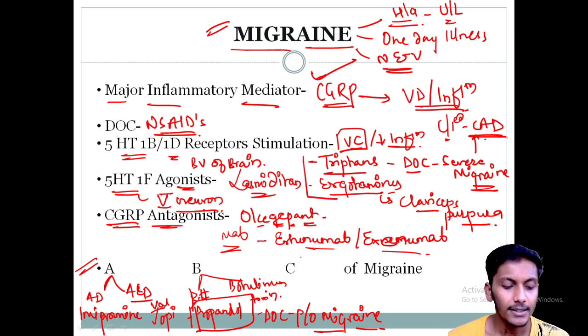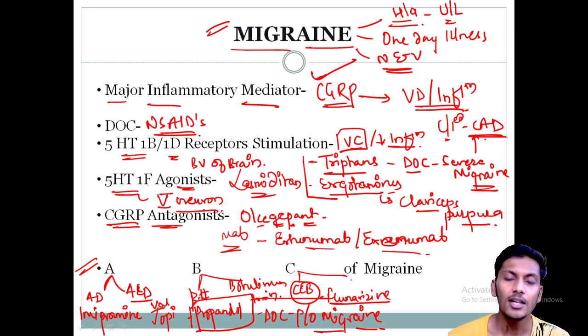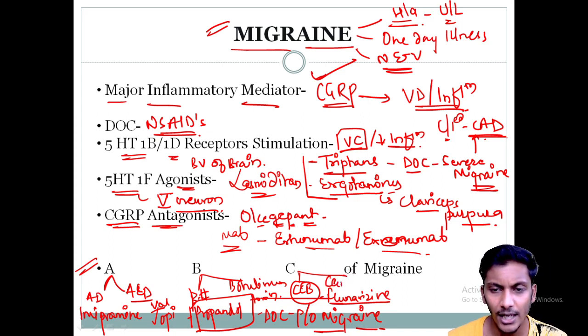Then C, the next drugs are from C, and there is a very important calcium channel blocker known as flunarizine, which gives very good relief in cases of migraine. The drug name is flunarizine, a calcium channel blocker. The other drugs would be CGRP antagonists or CGRP blockers that we have already studied, the gepants, or monoclonal antibodies like eltunumab and exenumab.